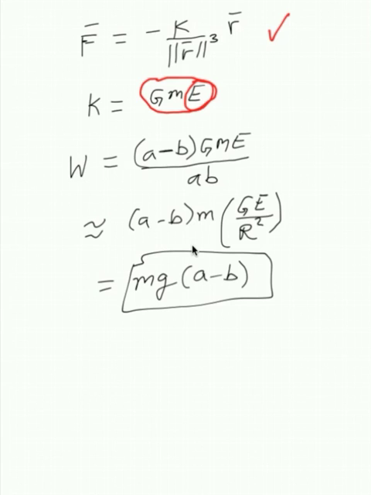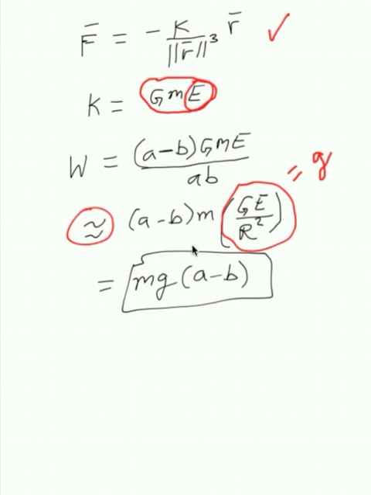It would be (A minus B) times our K here, which is G M_E over AB, which is approximately (A minus B) times little m G M_E over R squared. This is where there's the approximation we were talking about earlier. GM_E over R squared, what is this equal to? This is actually equal to the acceleration due to gravity close to the Earth, which is often written little g, 9.8 meters per second squared.